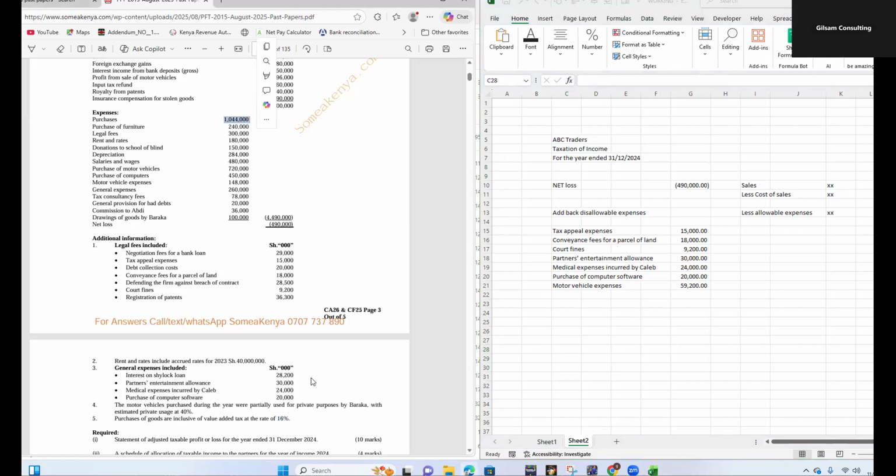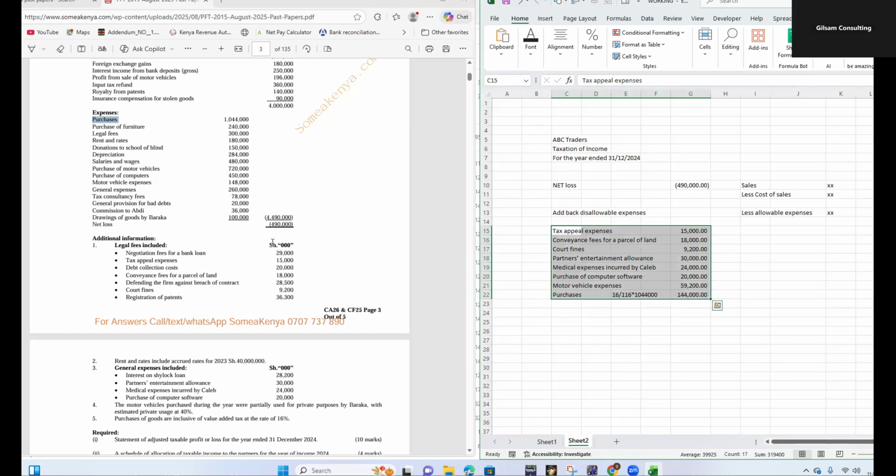So we will take the purchases, which is 1,044,000. We remove that 16%. So let's look for that 16%. I will take 16 divided by 116, multiplied by 1,044,000. So that is the element of VAT. So we are done with the additional information.